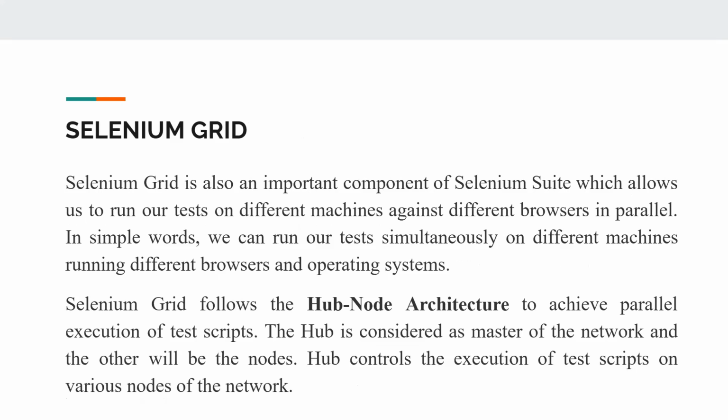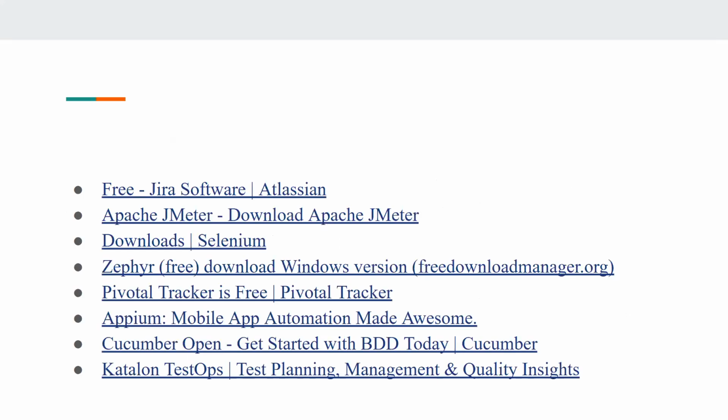Then we will see about the Selenium Grid. Selenium Grid is also an important component of Selenium Suite, which allows us to run our test on different machines against different browsers in parallel. Selenium Grid follows the hub node architecture to achieve parallel execution of test scripts. The hub is considered as the master of the network and the others will be the nodes. Hub controls the execution of test scripts on various nodes of the network.